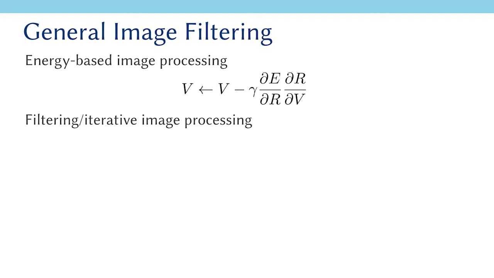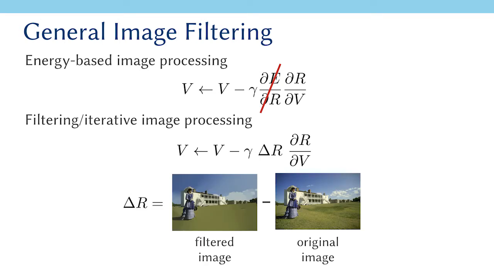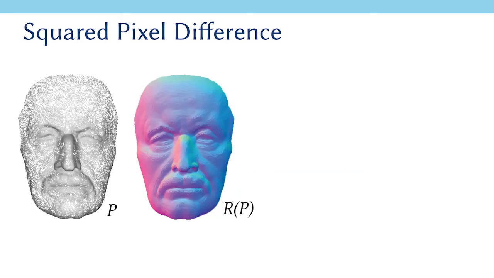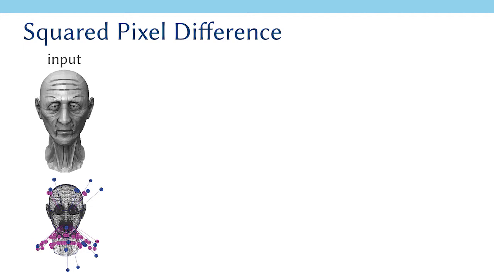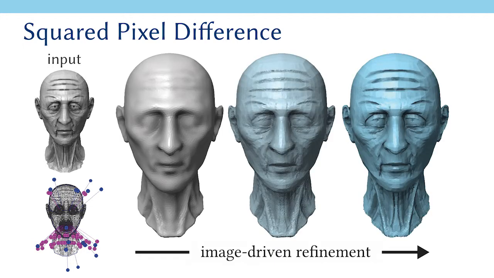But many image processings are filters that are implemented as iterative procedures which have no derivative. Fortunately, by replacing the dE/dR with the difference between filtered image and the original image, we can generalize these algorithms to 3D as well. Now we have described our system, let's look at the simplest energy, squared pixel difference. Because rendering is robust to input data types, we can render the point cloud and transfer its detail to another geometry V. Also, we can transfer detail from a mesh with lots of defects to another one.